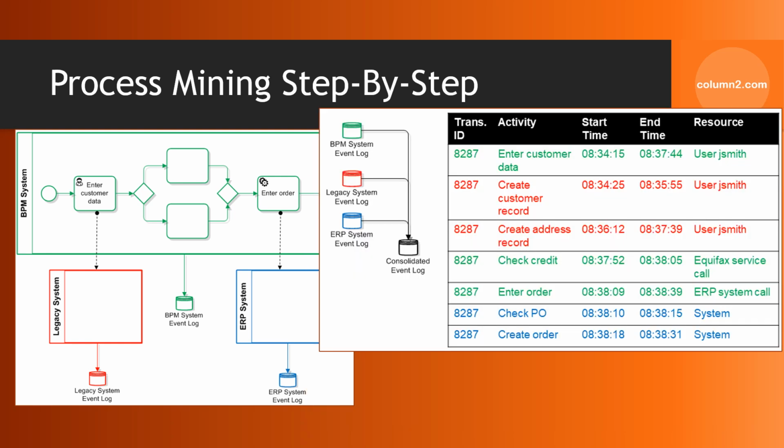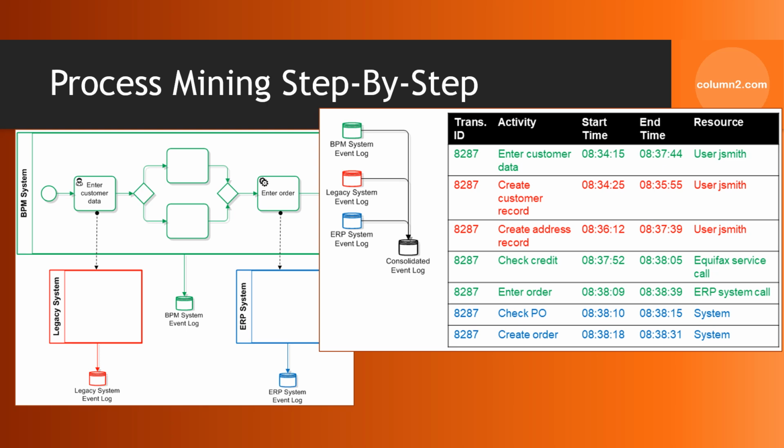The important thing is that each of the systems has their own history log, but that they can be reconciled if they all use the same case number or transaction number. Here's the complete list of activities for what happened with case 8287 across all three systems, sorted by the timestamp. In green, we see the activities from the previous BPM system log that we were looking at.